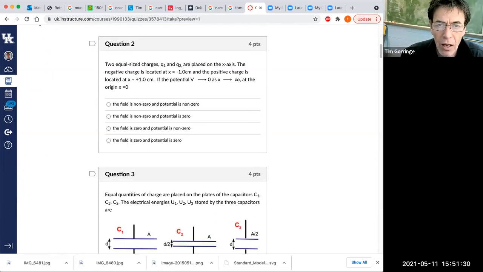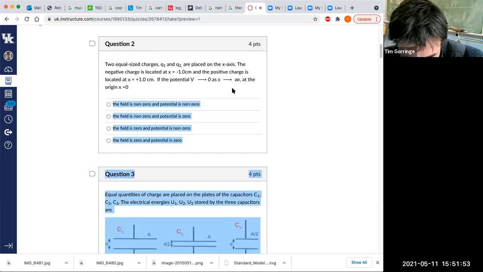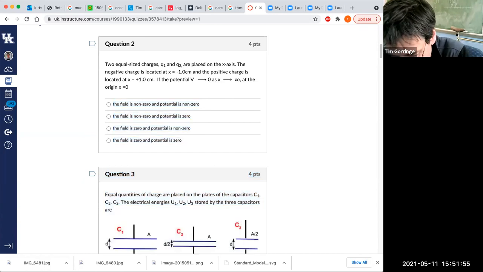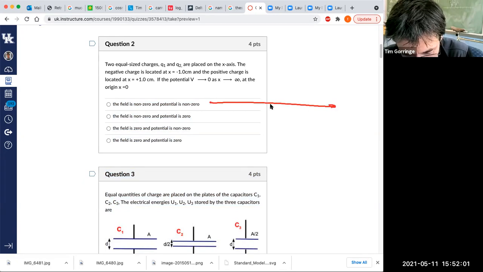Question number two. We're going to place two charges, two equal sized but opposite sign charges, either side of the origin on the x-axis, plus or minus 1 centimeter from the origin. So let me just draw a sketch of that. I'm going to draw the x-axis. This is the origin. I'm going to put one charge here, one charge over here. This is minus q, this is plus q.